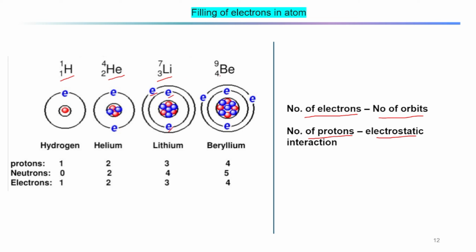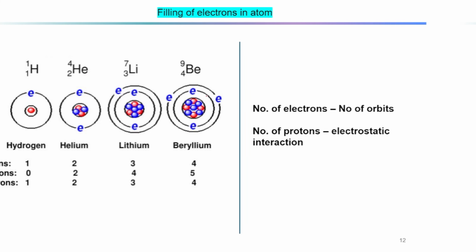Now in the case of beryllium also, the next electron comes in the second orbit. So now we are going to learn how these electrons will come and how many electrons we can fill in orbitals. Those things we are going to learn.